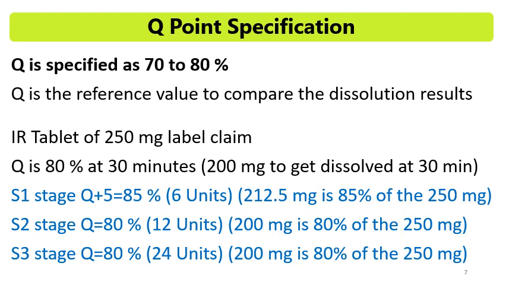Then S3 stage is also 80% and it requires 24 units. So these are the levels for acceptance criteria for IR formulations S1, S2 and S3. Here I am considering the S1 stage so that you can understand the Q point in detail.